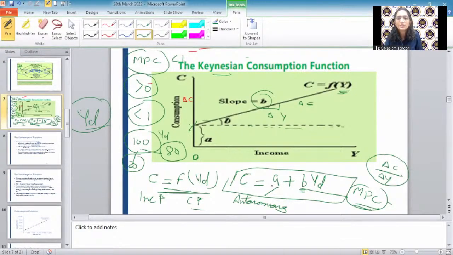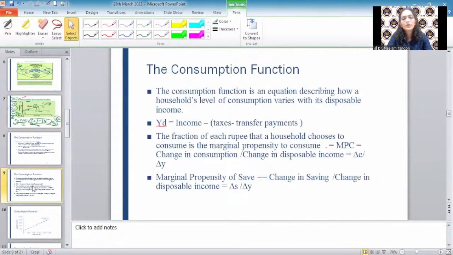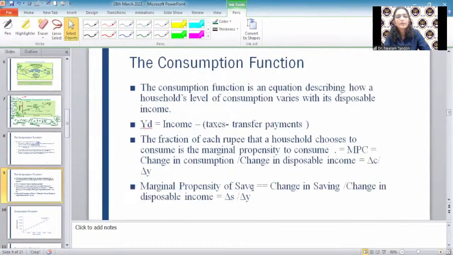Okay, there are many questions and numericals which are asked based on this. So this concept should be very thorough to all of you. So consumption function is clear to all of you. We have shared consumption function, and we have shared disposable income.